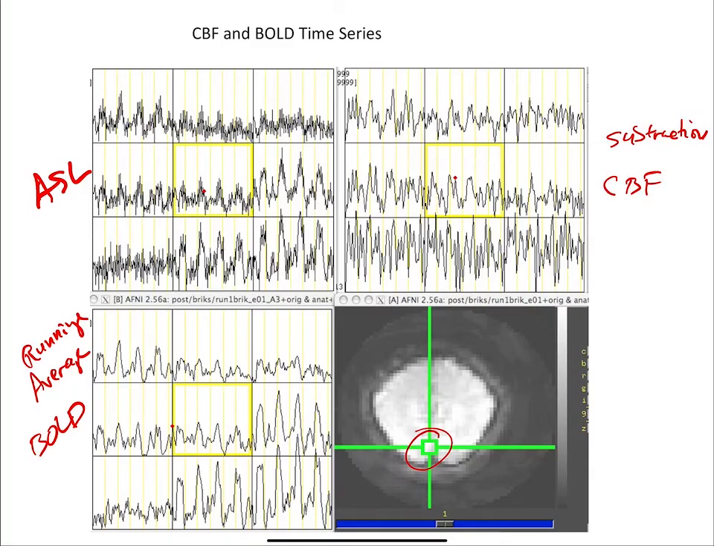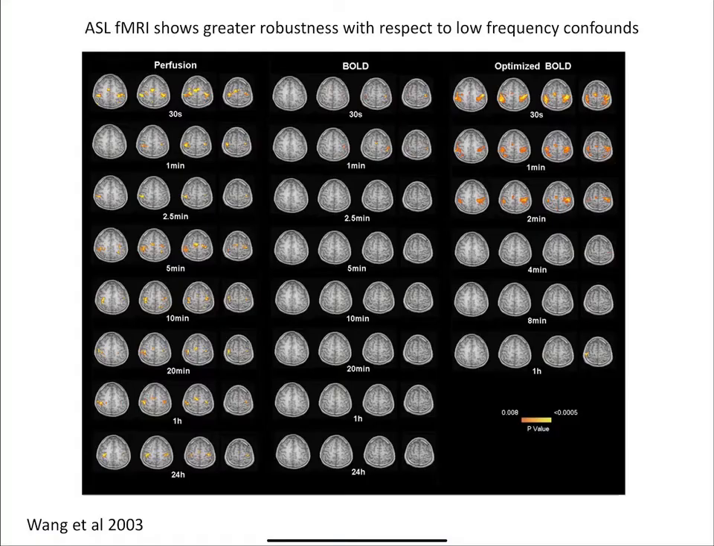And you can sort of see the BOLD. One thing you'll notice is the BOLD obviously has much better SNR, right? It's just up and down, which is why everyone loves BOLD, right? And the CBF is much noisier, but you can still see the blood flow is going up and down, up and down, up and down. So this is one of the amazing things you can do with these sequences: from the same sequence, you can actually get BOLD and CBF.